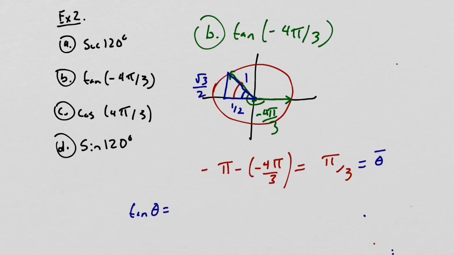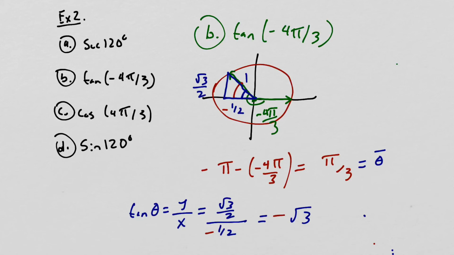Tan theta is defined to be opposite divided by adjacent, which is then equal to the square root of 3 divided by 2, divided by 1/2. This is equal to the square root of 3. And I forgot to say that this x value here is a negative 1/2, which means that this is a negative 1/2, and so this is a negative square root of 3.